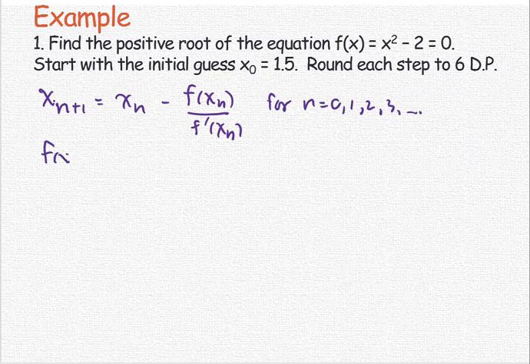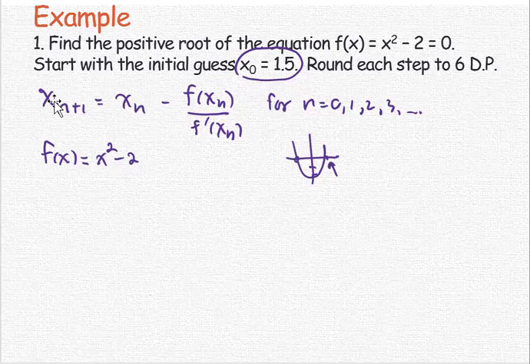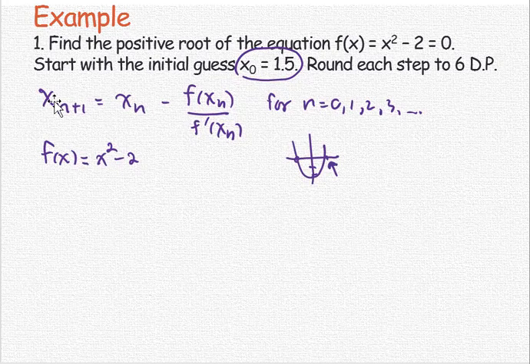For the function f of x equals x squared minus 2, we know this is a parabola with the y-intercept at negative 2. We're going to have two x-intercepts, but the initial guess x0 equals 1.5 will lead to the closest root, so we will not get both roots in the same process.